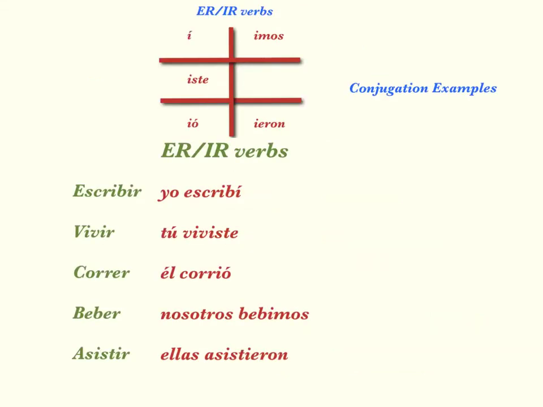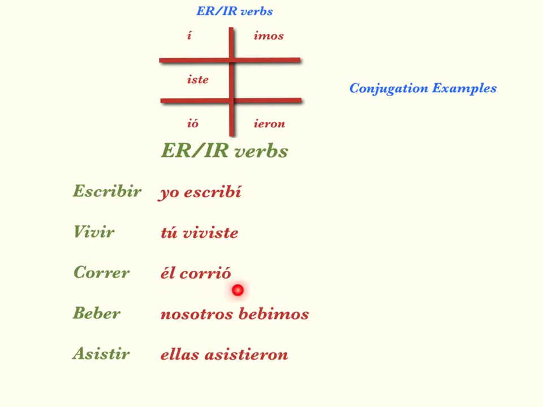So if we look at a couple of examples of ER and IR verbs mixed together, since they have the same endings, they follow the same process. Let's take the verb escribir, to write. If I wanted to say I wrote in the past tense, in the preterite tense specifically, take off the IR and replace it with the E ending. Yo escribí. Vivir, to live. I wanted to say you lived in the preterite tense. Take off the IR and add our ending. Tú viviste.